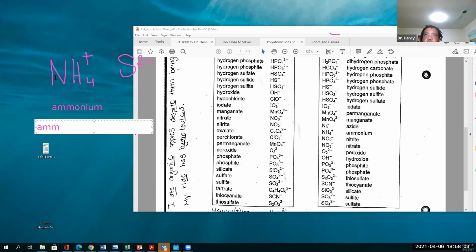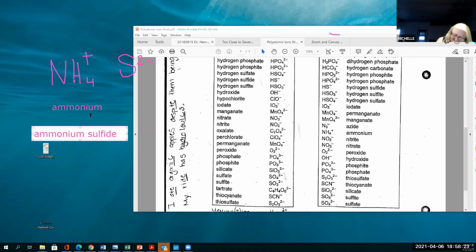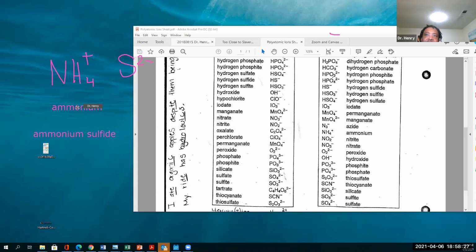If I put these two together, what would the compound be? What would be the chemical formula? Ammonium sulfide. Sulfide. Remember, we don't ever use "di" when we're talking about ionic compounds, even if they're polyatomic.